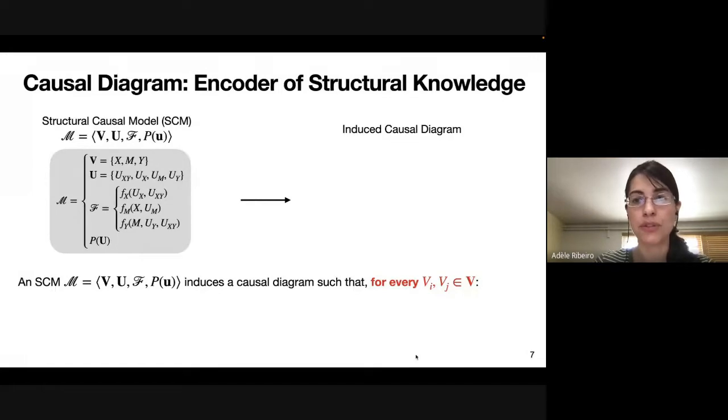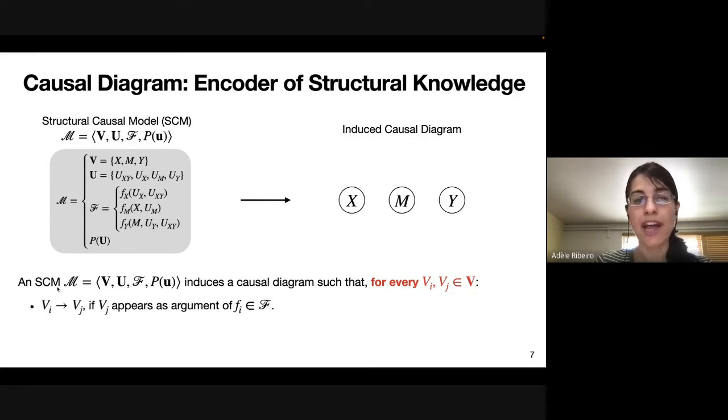So what's the induced causal diagram? We just put nodes for every variable that we have in the system. And then every time that a variable Vj appears as an argument of the function of the variable Vi, we are going to add an arrow from Vj to Vi. So for example, we add the arrow from X to M because X is an argument of the function of M. The same from M to Y. We add an arrow from M to Y because M is an argument of the function of Y.